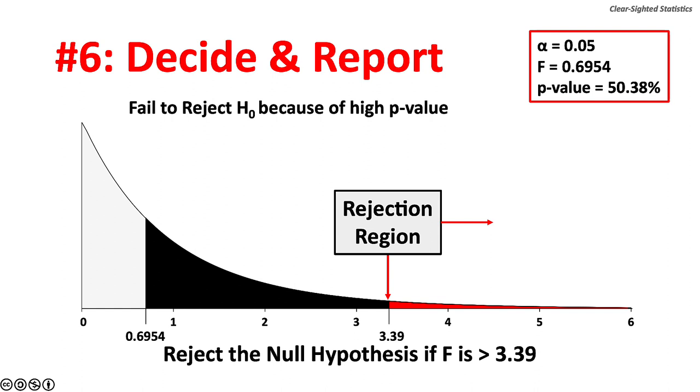Our decision? Fail to reject the null hypothesis given the extremely low F value of 0.6954 and the very high p-value of 50.38%. There is no evidence to support the proposition that at least one pair of treatments have unequal means. Management should be concerned about the lack of statistical power. If they think that this is an important issue, the test should be rerun with a much larger sample.